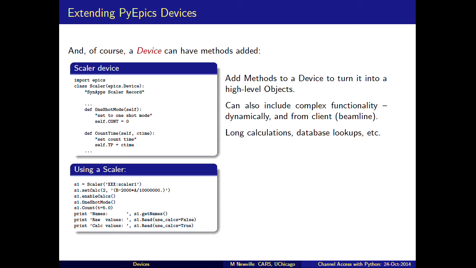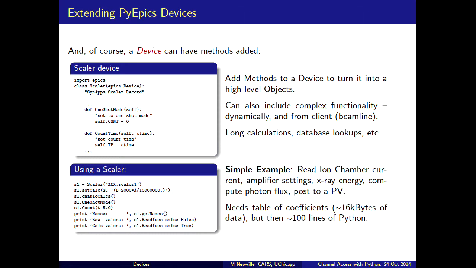You can also do more complicated things in the calculation. You can do database lookups or do longer calculations. So I have an ion chamber calculation where you read the current from an ion chamber, and you've told it what gas it has. It looks up the data sheet, which is a few kilobytes of data, and calculates what the flux is in photons per second, given the energy and all these other things that go in. It'll do that calculation and put that out. That ends up being about 100 lines of code.